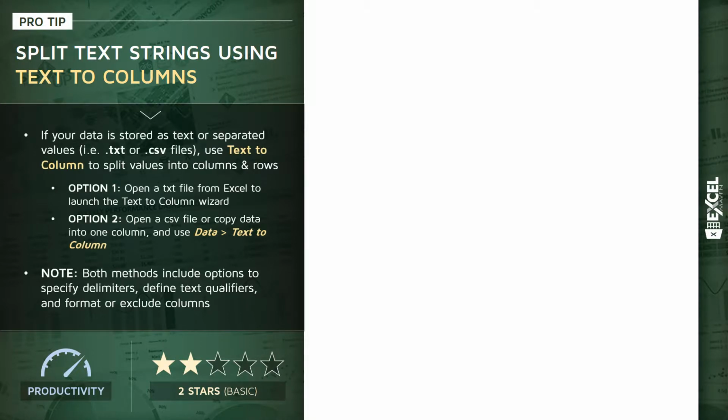All right, the next pro tip that I want to cover is splitting out text strings using text to columns. Now, if you have data that's stored as either a text file, a TXT, or a separated value file like a CSV, comma separated values, then you can use text to column tools within Excel to split those values into columns and rows. In other words, you can convert it into a tabular format that you can then use for analysis.